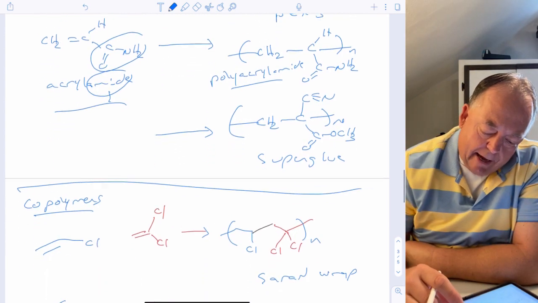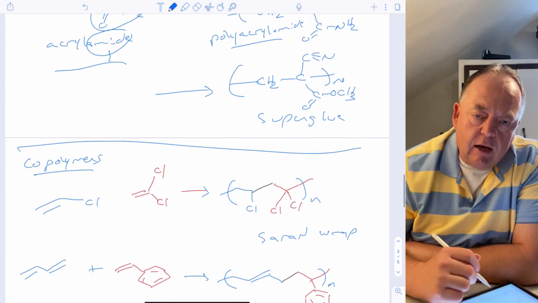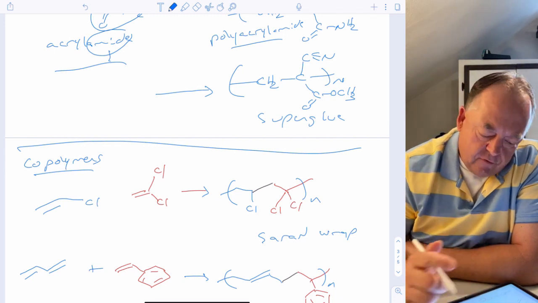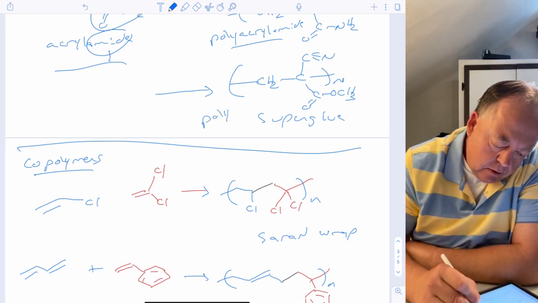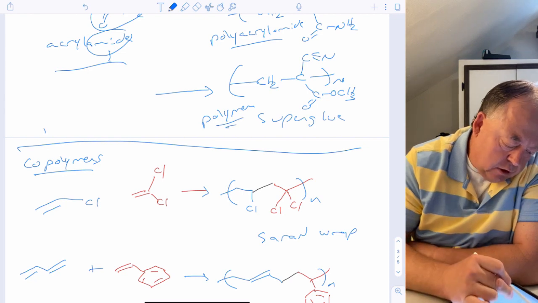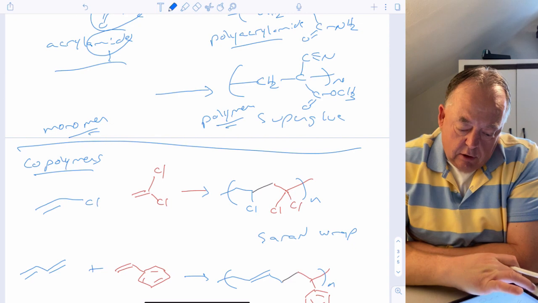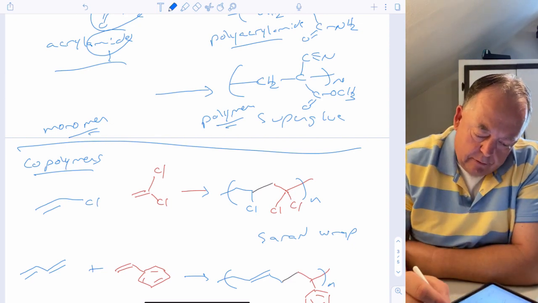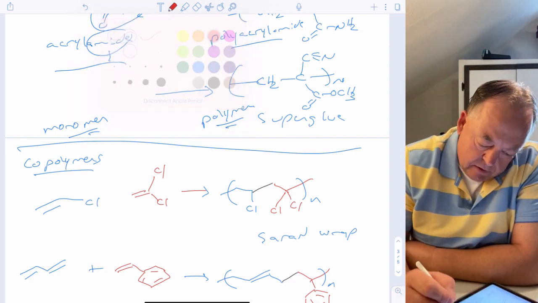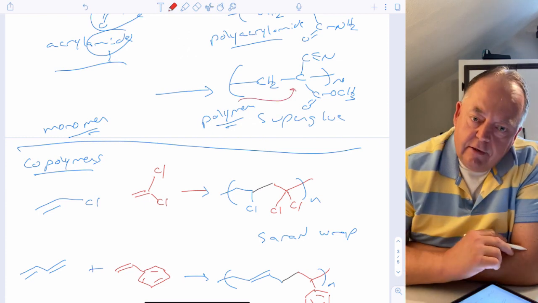Okay, so you should be able to work backwards as well. If you're given the polymer, what would be the monomer that it came from? So this is the polymer, and what it comes from is the monomer. So the polymer is just going to have a double bond here, right?